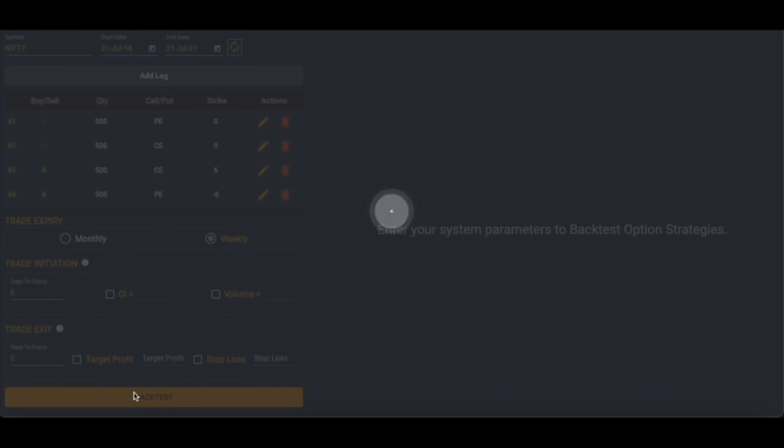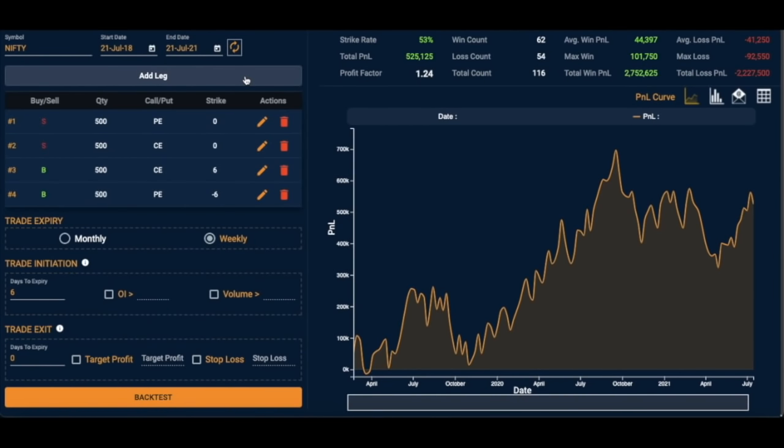It's taking some time, as it is computing data for the last 3 years. Here it comes. Great. Now we have the numbers. You must make a note of a few things here. You can see the profit factor here is 1.24. That is gross profit divided by gross loss. In the last 3 years, if you had executed this strategy on a weekly basis, you would have generated a profit of 5,25,000 rupees. Your total number of trades had been 116, win trades had been 62, and you had made a loss in 54 trades. Your maximum win size was 1 lakh and maximum loss in a week was roughly 93,000.